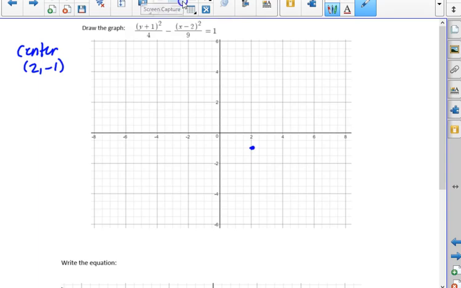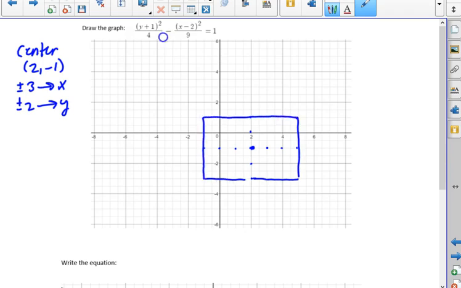Then, if you look at the number under the x, it's 9. So I'm going to go plus or minus 3 in the x direction. There's a 4 underneath the y, so I'm going to go plus or minus 2 in the y direction to make the box. So if I count 1, 2, 3 in the x direction both ways, and then 1, 2 up and down 2, my box is going to look like this.